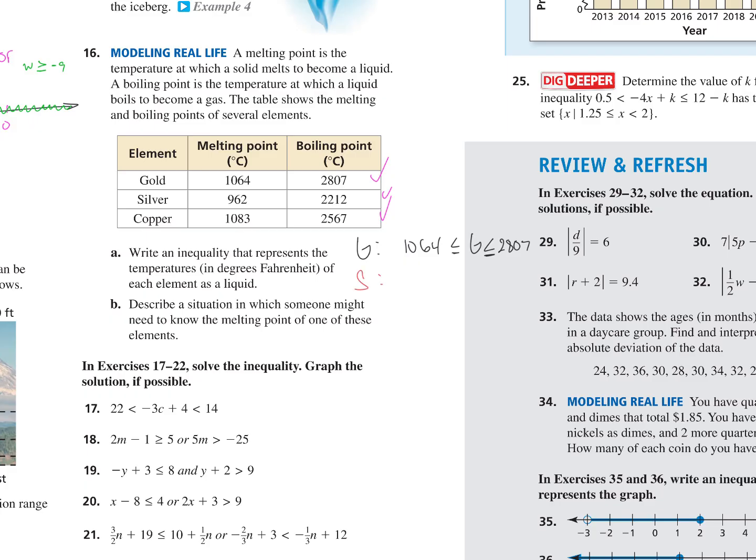So silver is going to be 962, silver 2212, and then copper is going to be 1083 less than or equal to 2567. And then now it says, describe a situation in which someone might need to know the melting point of one of these elements.